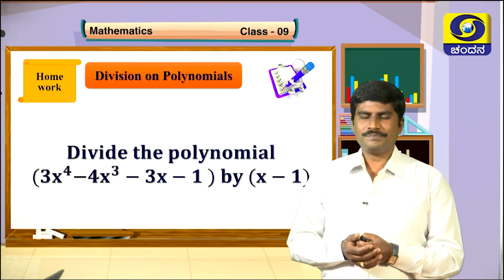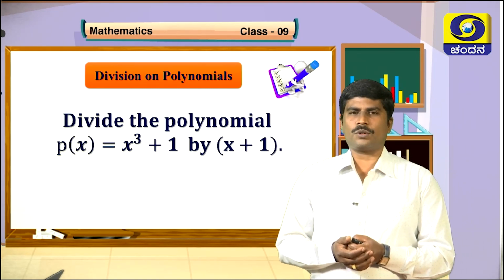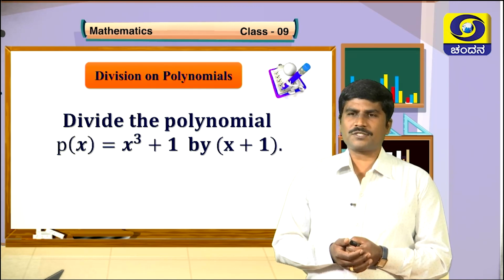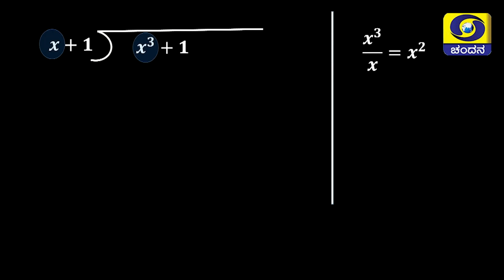Okay. Now we will divide the polynomial p of x is equal to x cube plus 1 by x plus 1. So look at this, x cube plus 1. The first term is x cube and it will be divided by x. So we get the answer x square. Here x square is called the first term of the quotient, that will be put in the upper row. So x square into x will be x cube. In the same way, if you multiply x square into 1, we get x square.